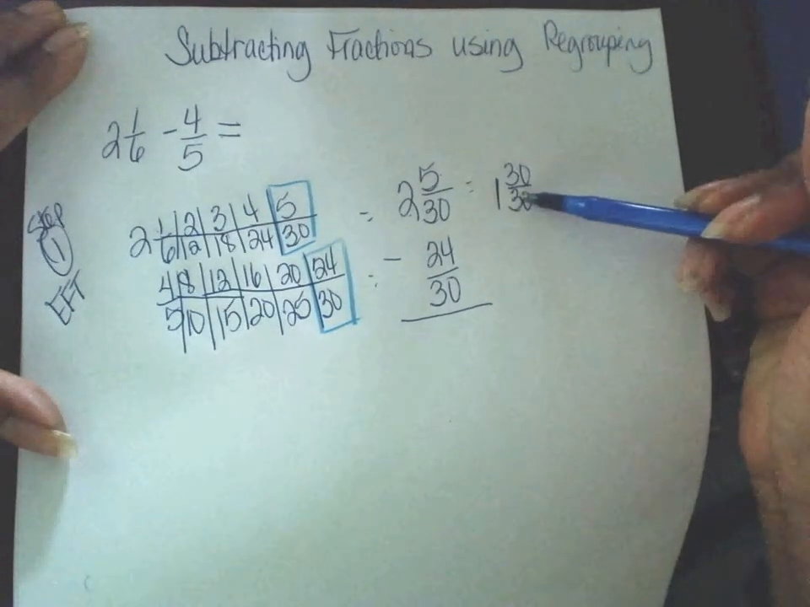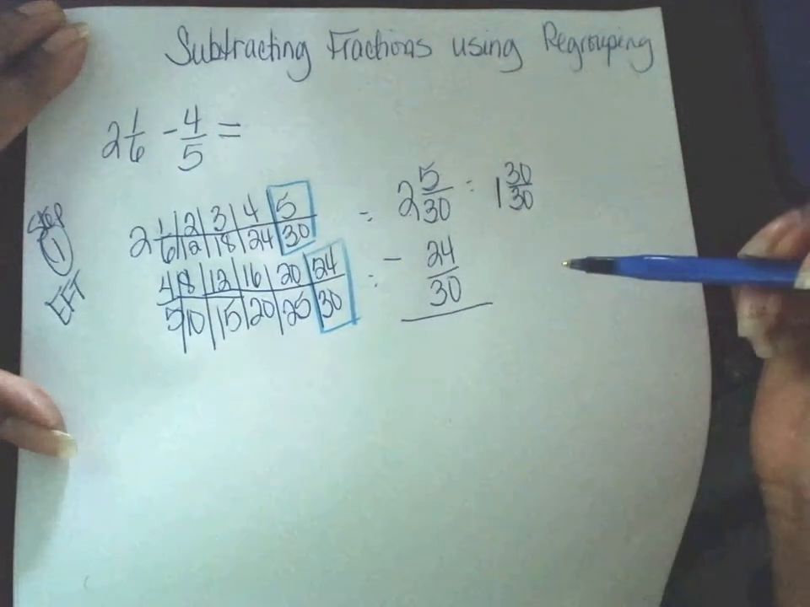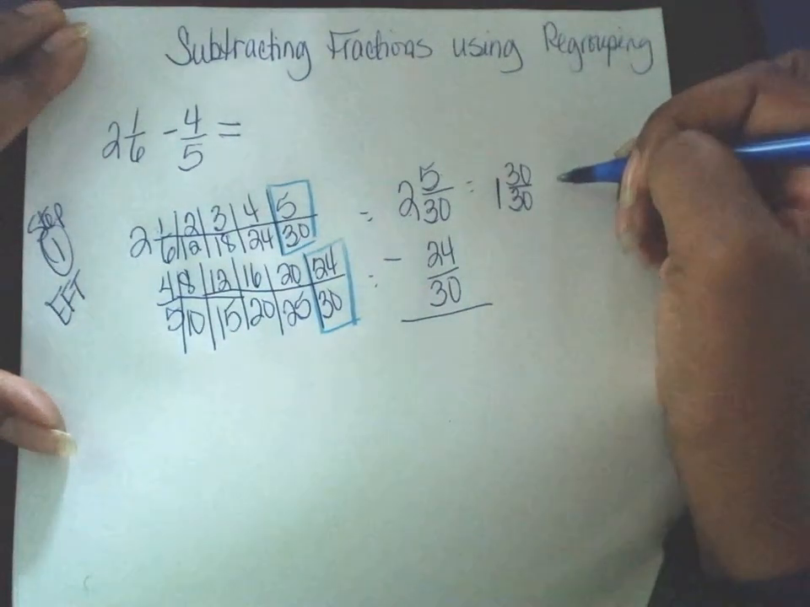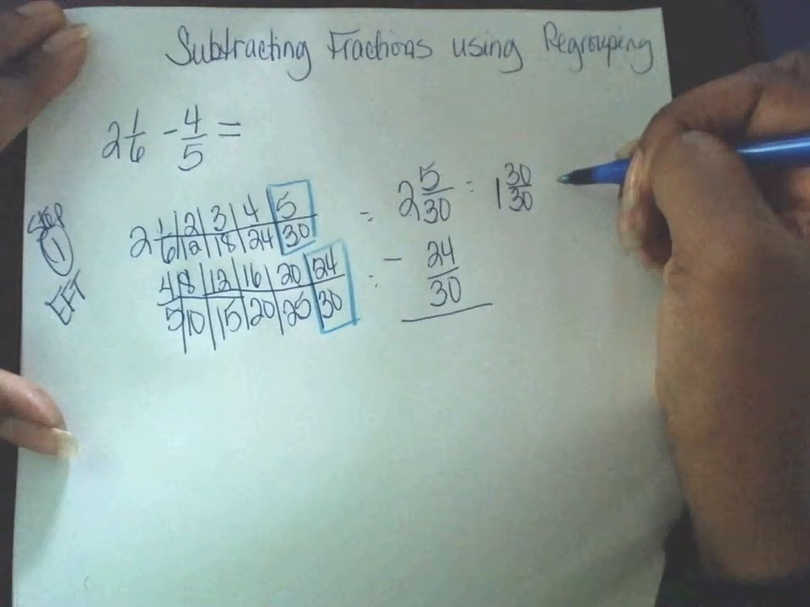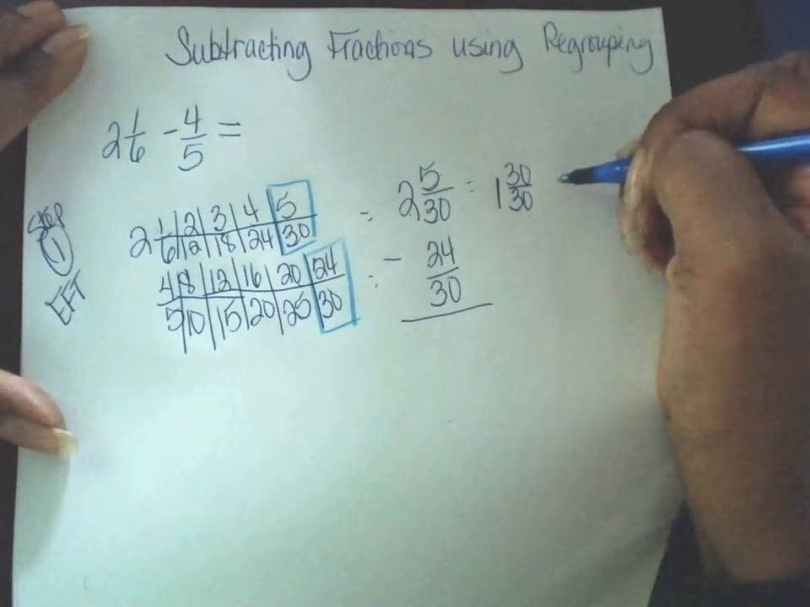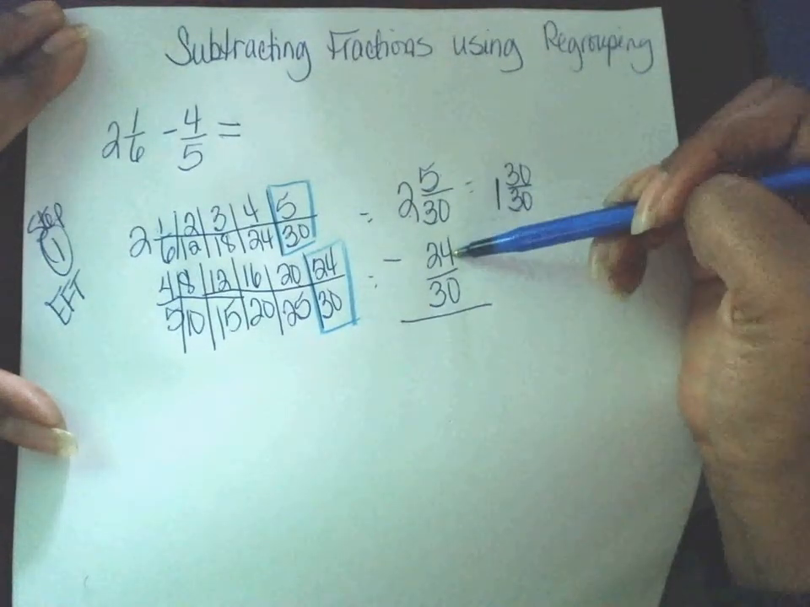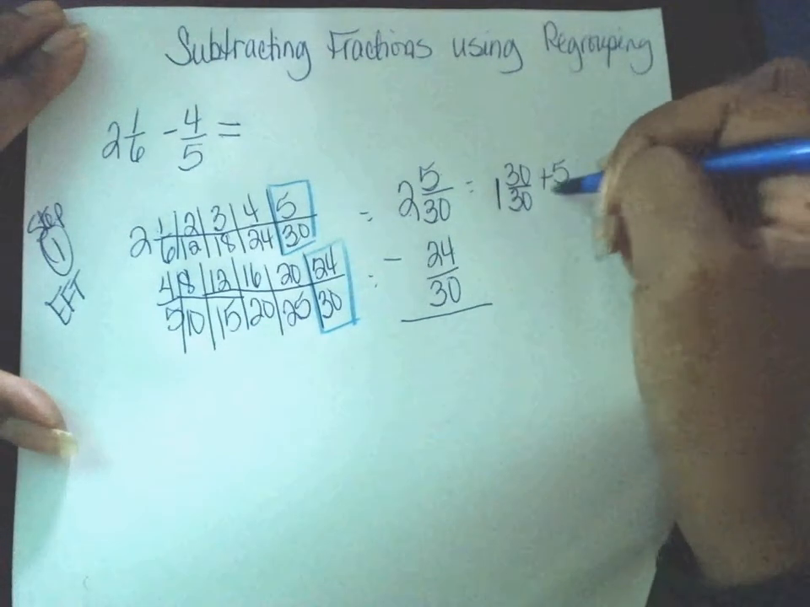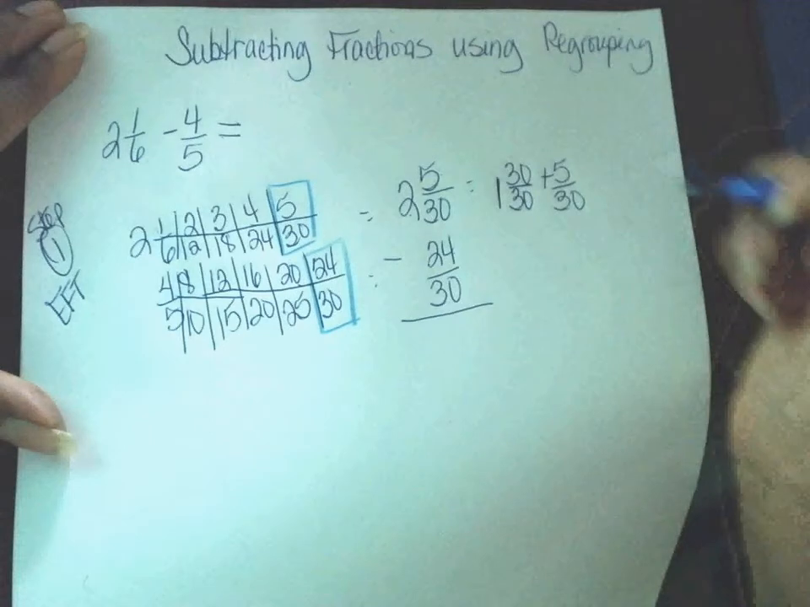So 1 plus 1 is what? 2. And we're back to our whole number again. Okay? It's important to break 1 down because we need some extra pieces. We don't have enough pieces here to subtract 24. Okay? But we can't forget about that 5/30. So we're just going to add that. Okay?